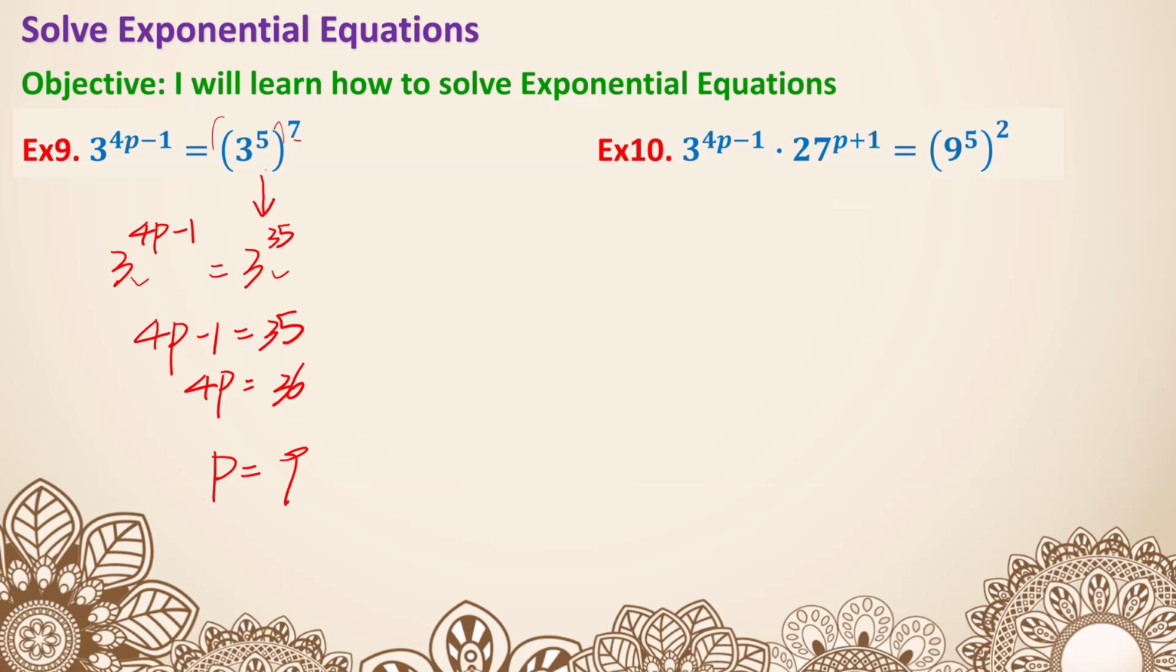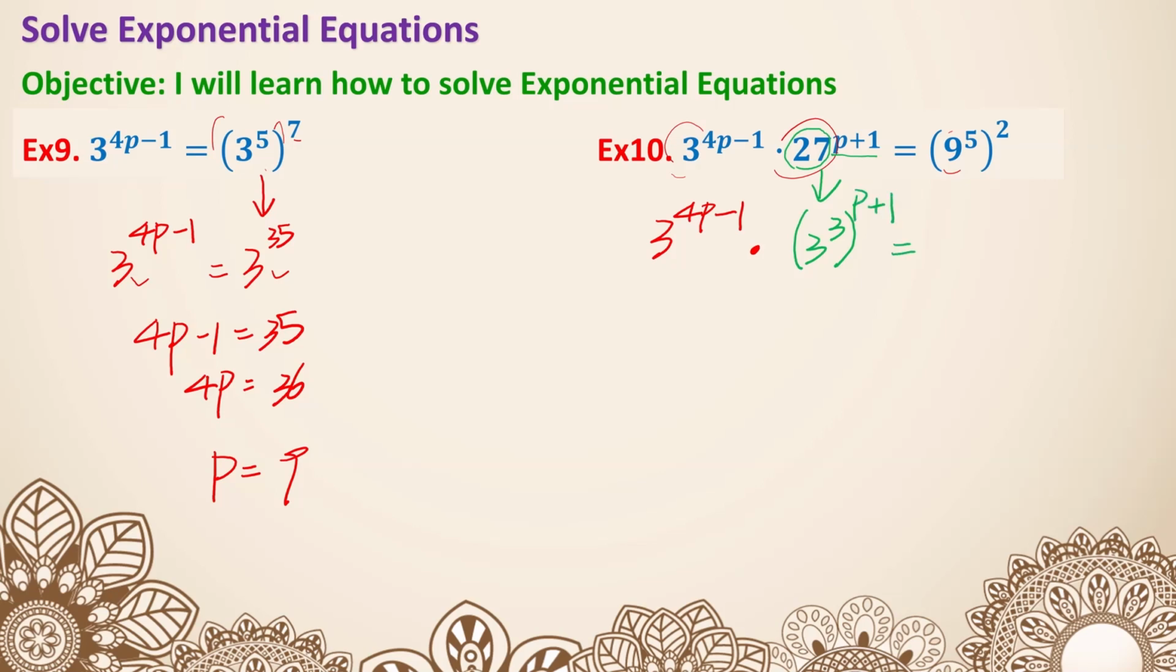Example 10. The numbers we have as bases are 3, 27, and 9. Clearly, the simplest is 3, so we're going to need to rewrite everything using a base 3. Copy down the first part. Still multiplying the second part. First, we're going to need to rewrite that 27, which is 3 to the 3rd power. But don't forget, you still have the exponent p plus 1 outside the parentheses.